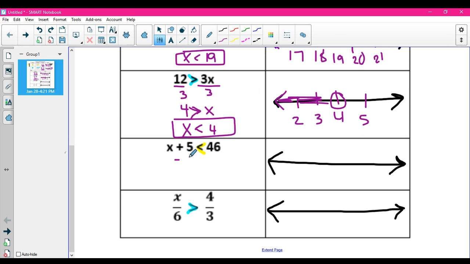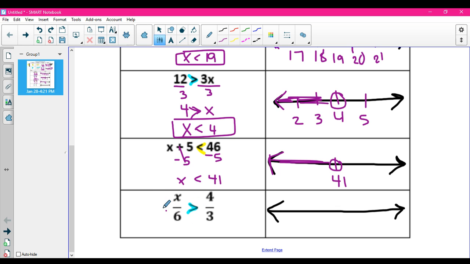Here we're going to subtract 5 from both sides. We cancel. We have x is less than 41. So we have to have 41. And to save time, I'm not going to put the numbers, but we're going to have an open circle, and we're going to shade to the left because left is less.